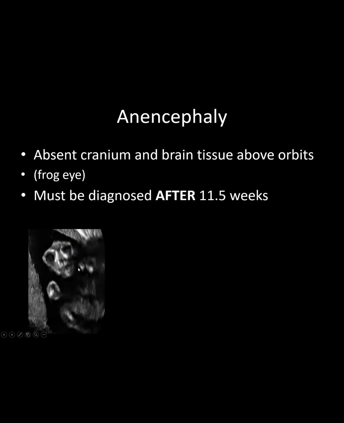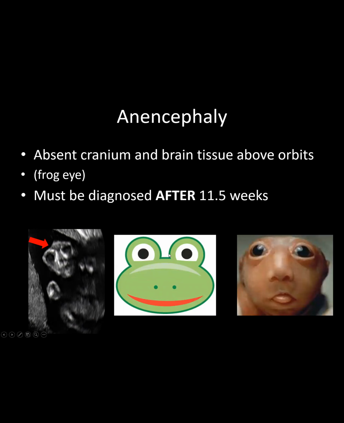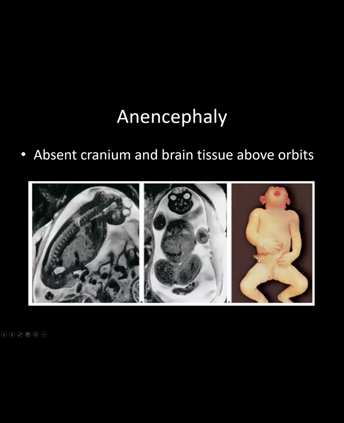So this is an ultrasound just showing, again, if you look over here, these are their orbits. There's no brain parenchyma or cranium above the orbits on this image. They say it looks kind of like a frog, which, I mean, that's what the other images kind of looked like. So again, above the orbits, no brain parenchyma. And more images of the same thing.